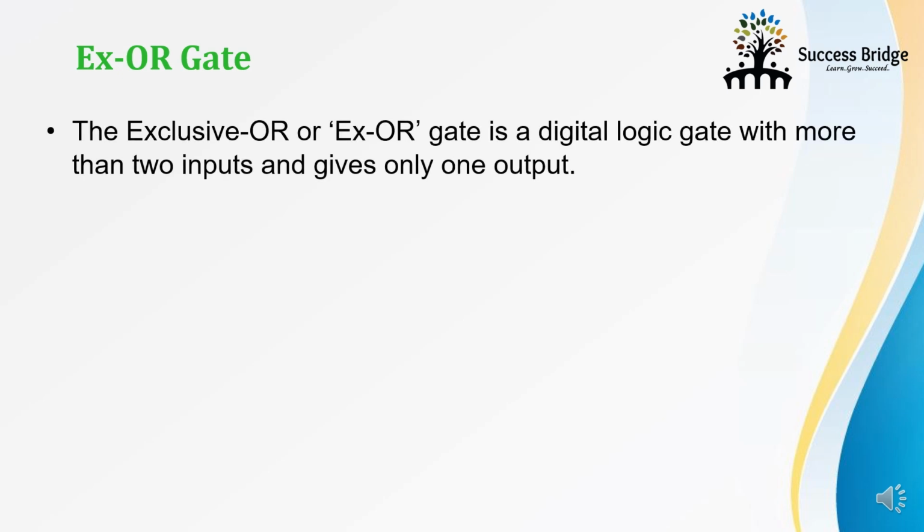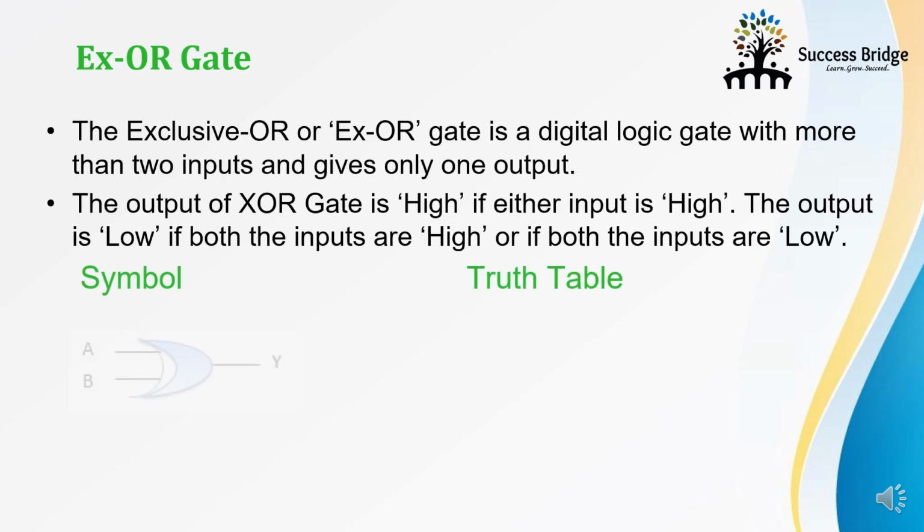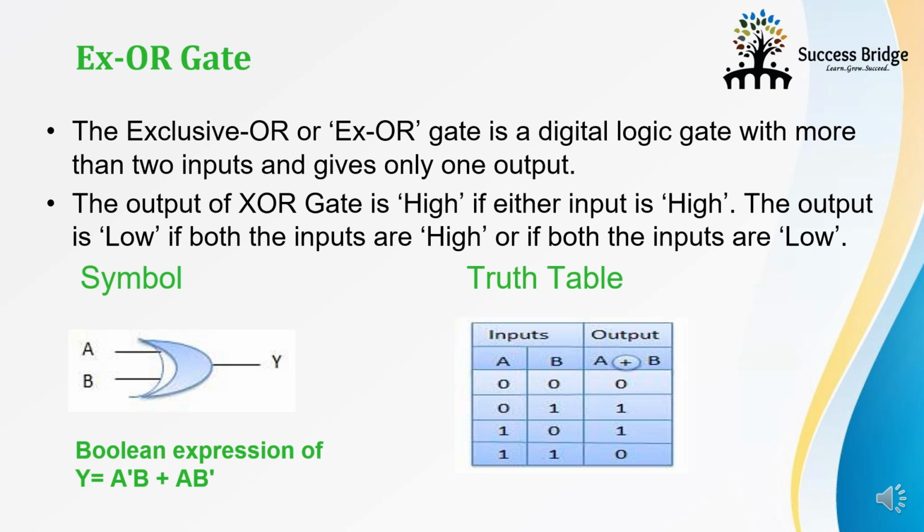Another gate is the XOR gate. This is the logic representation of the XOR gate. The XOR gate is a digital logic gate consisting of one or more inputs and one output. Let's see the working of the XOR gate with the help of the truth table. Here A and B are the inputs, Y is the output. If both the inputs are 0, the output is 0.